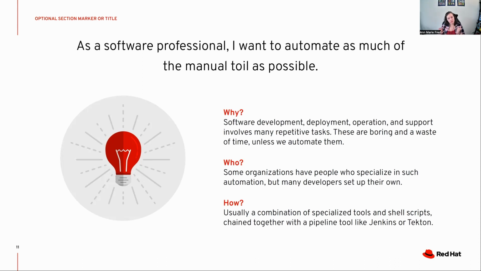Some organizations have people who specialize in such automation. They might have a DevOps job title or a pipeline automation title, but a lot of developers end up setting these up on their own as well. And they're usually using a combination of specialized tools like Jenkins or Tekton and hand-rolled scripts as well.